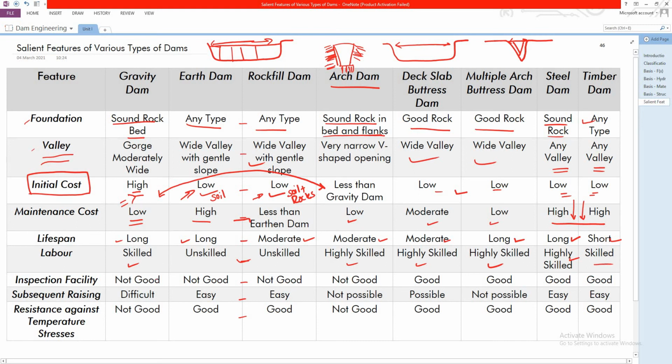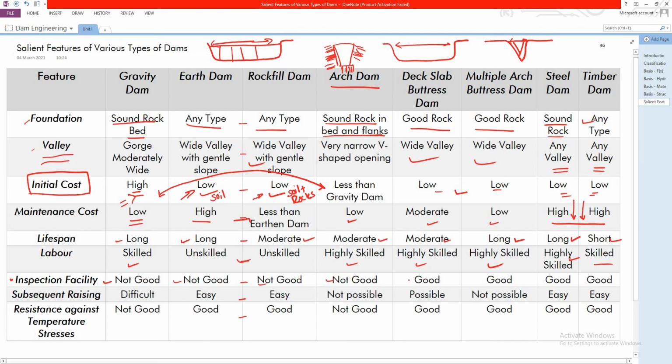Now whether inspection over the dam, whether inspection possibility is there or whether inspection suitability or availability is there, let's say with respect to gravity dam, it is not good. Means you cannot inspect the dam or the structure in every possible way. That's why monitoring is done by mostly instruments. See, manual or physical inspection is not possible in case of gravity dam everywhere. In case of earthen dam also, it is not good. Same goes with rockfill dam. Same goes with arch dam.